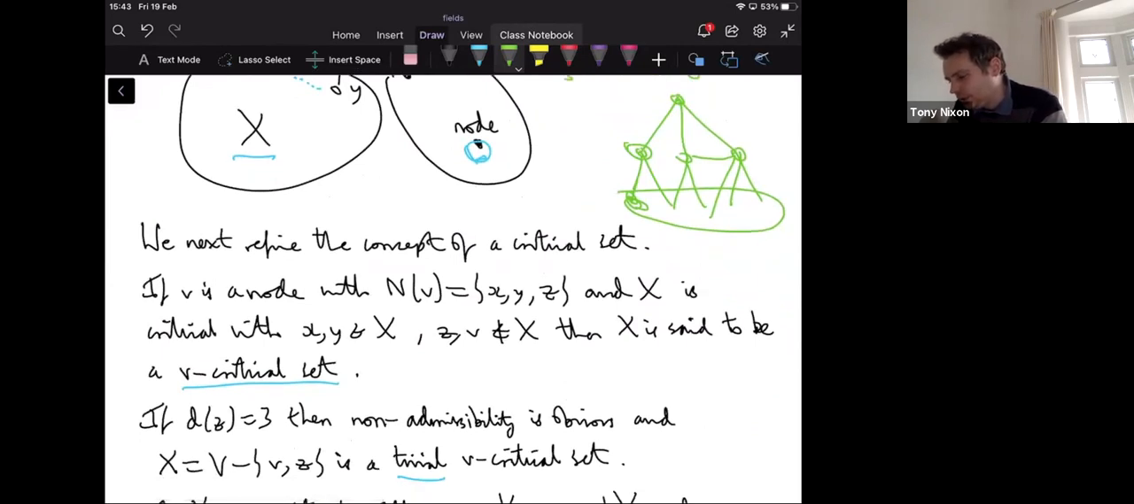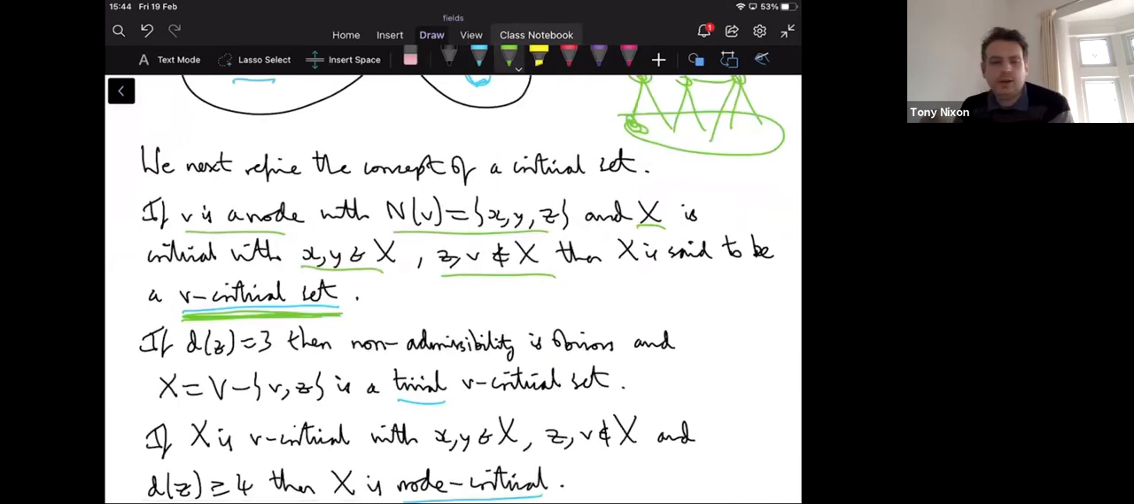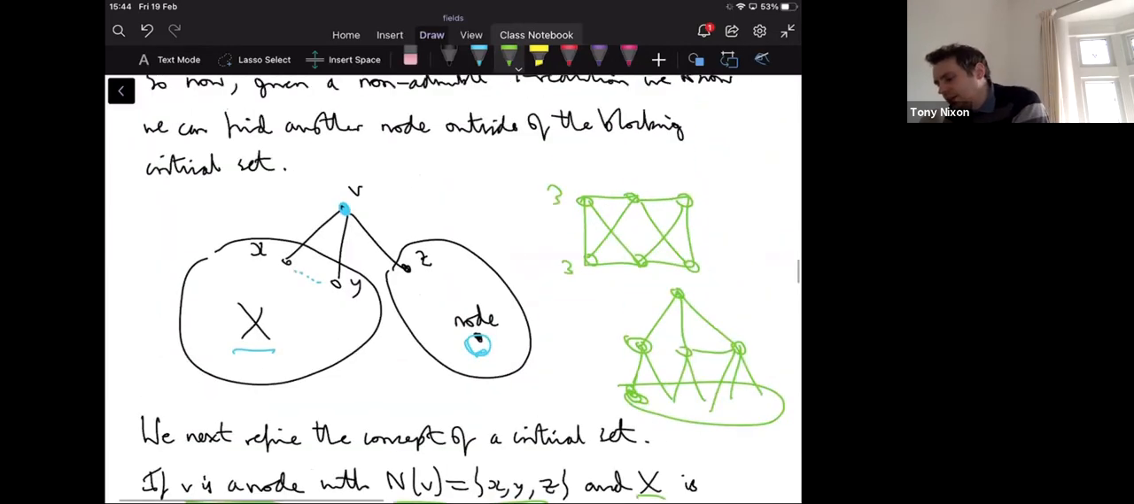Okay, so what I want to do, we have these critical sets, but I really care about critical sets that actually block one reductions. I don't care about arbitrary critical sets. So I'm going to just refine the idea of a critical set a bit in two ways. So first of all, let's take a node V with neighbor set x, y, z. And if you have a critical set X, which contains two neighbors, but not the third and not the node, then the critical set is V-critical for that particular node V.